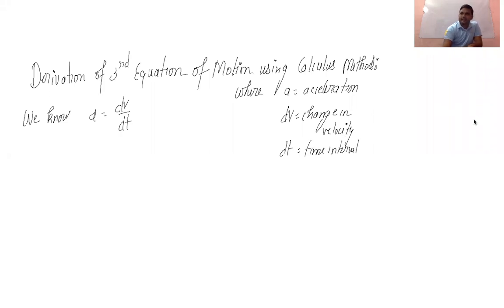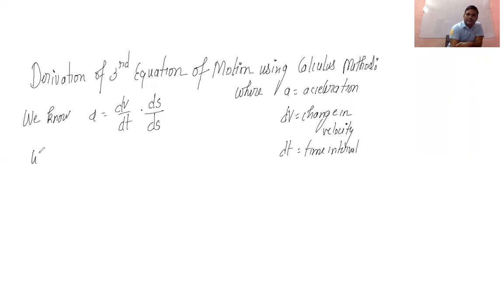Okay, so if you have written it like this, what you can do is multiply by ds in the numerator and denominator so that the equation doesn't change. This is for replacing t, because t is not present in the third equation of motion. Just multiply ds in numerator and denominator.